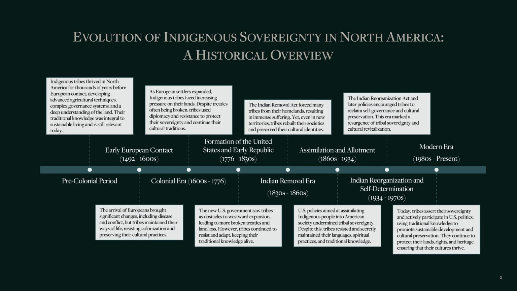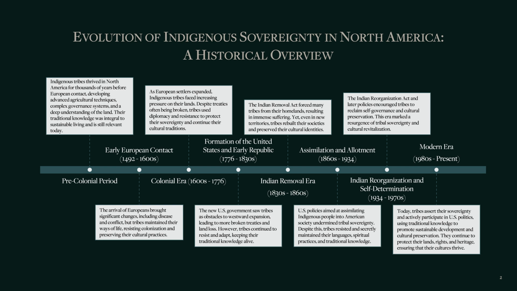We begin with a historical overview of the evolution of Indigenous sovereignty in North America. During the pre-colonial period, before European contact, Indigenous tribes thrived in North America for thousands of years. The Iroquois Confederacy, for example, developed a sophisticated political system known as the Great Law of Peace. This system united several tribes and emphasized collective decision-making and balance of power, influencing democratic principles later adopted by settlers.